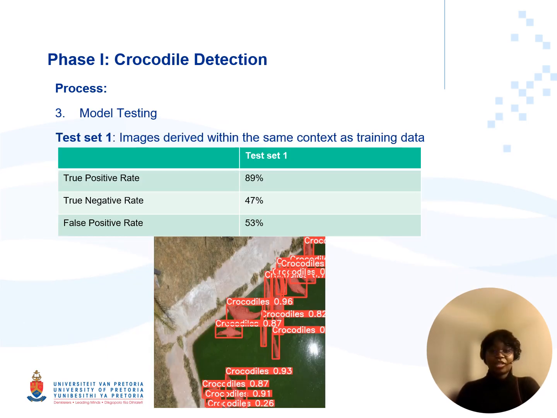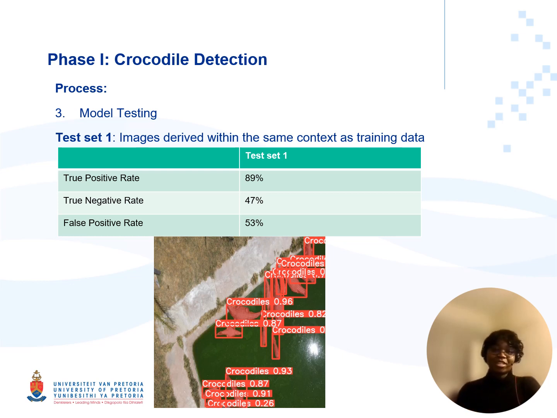So, after we trained our model, we wanted to see how well it was doing. We looked at three things: the true positive rate, the true negative rate, and the false positive rate. These are just fancy terms for how often our model was right, how often it was wrong, and how often it got things mixed up.